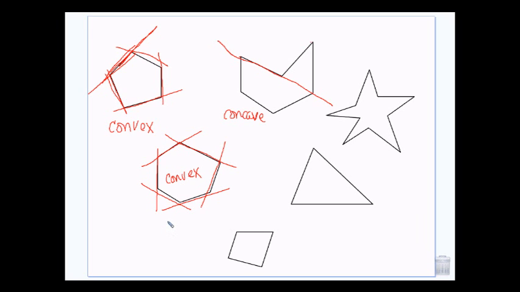So the star is concave? Yes. Okay. Yes. And with the concave, the diagonals extend past the sides. So here, when I extend this line, I don't have to do all the lines. Once I extend this line, it's gone into the star. So concave. Whoops, concave is with a C, not a B.